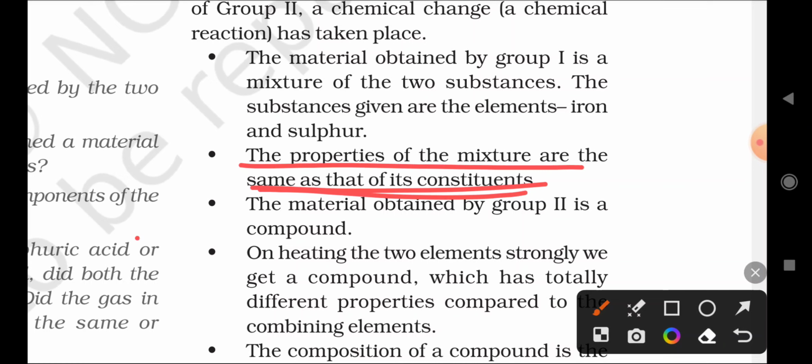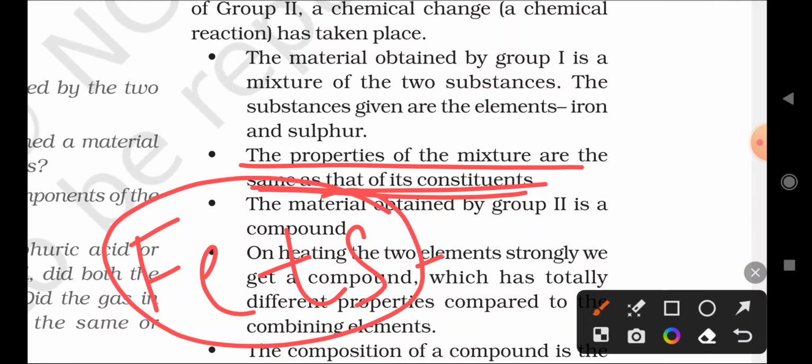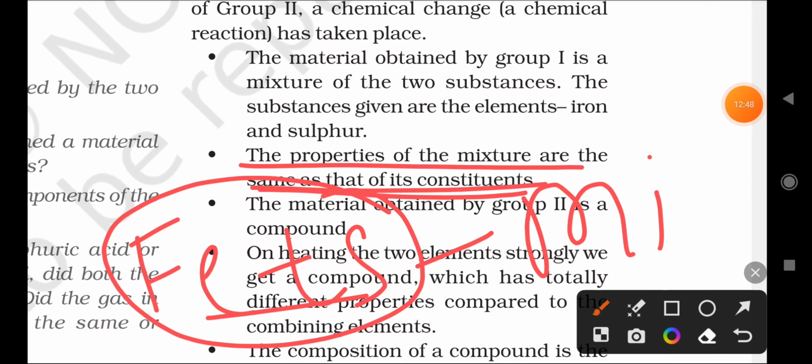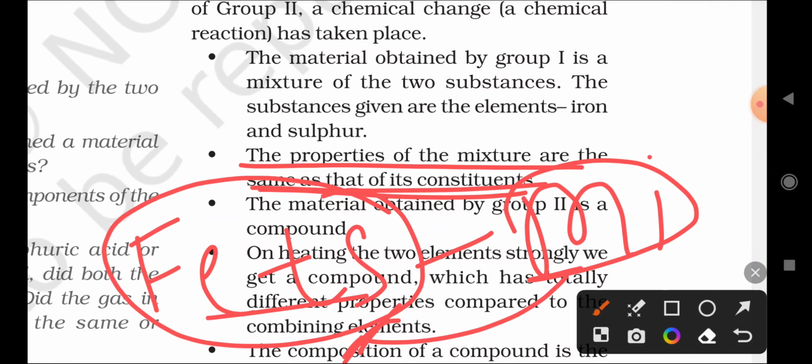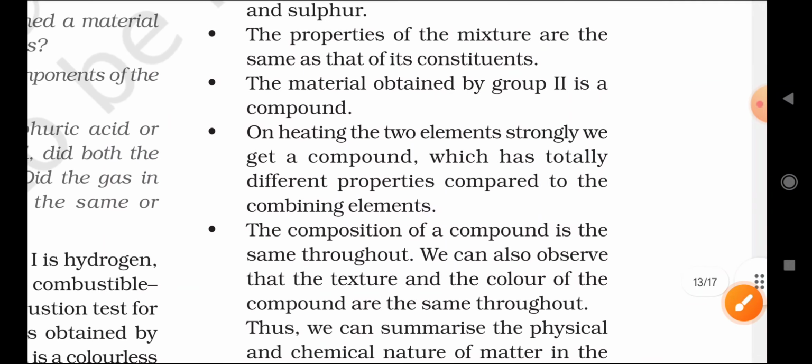Constituent means what? We have taken iron plus sulfur. These are called the constituents of the mixture, correct? If the two are mixed, it will be called a mixture only. The mixture is formed from two constituents only, one is iron, another is sulfur. This is called a constituent.